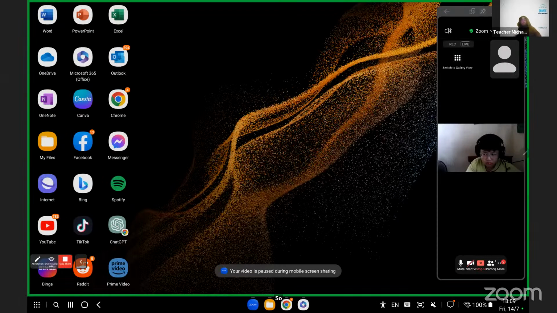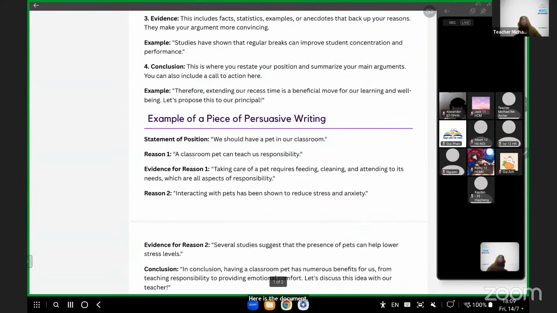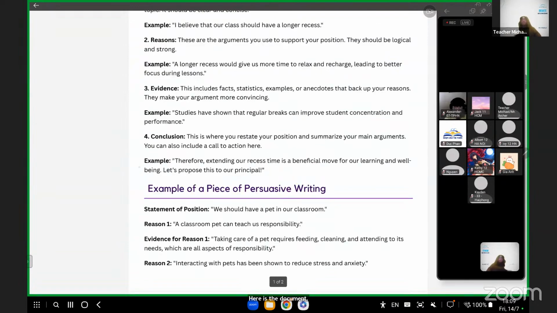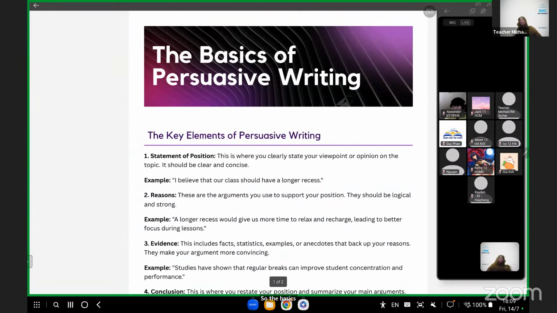Here is the document. The basics of persuasive writing. These are the key parts, the really important parts that we need to make sure that we include every time that we're writing persuasively.